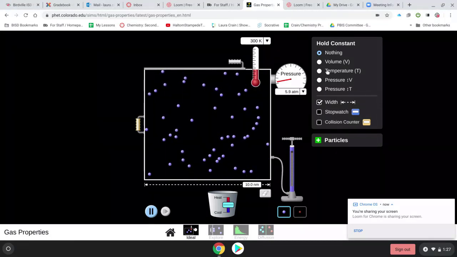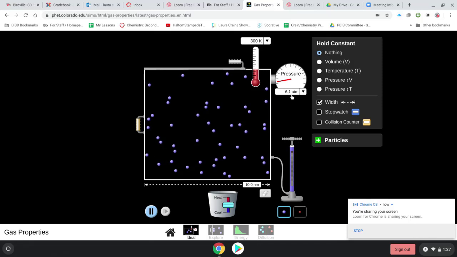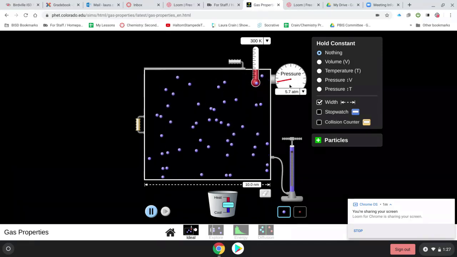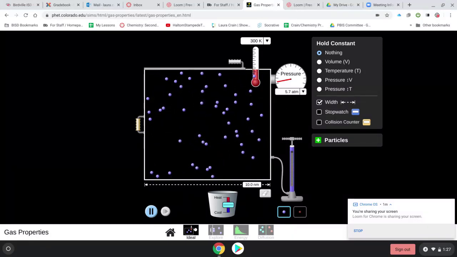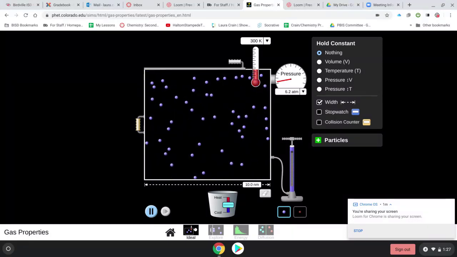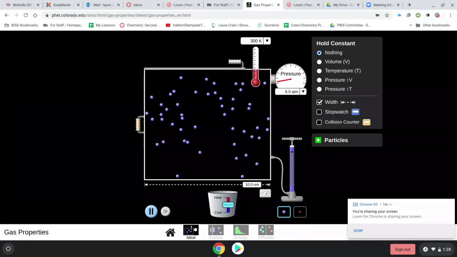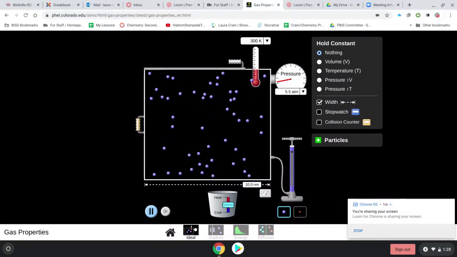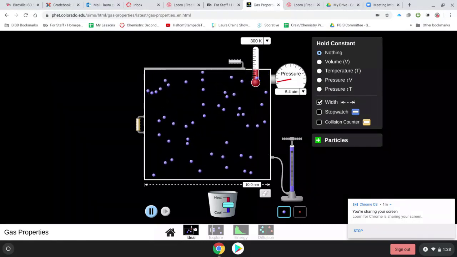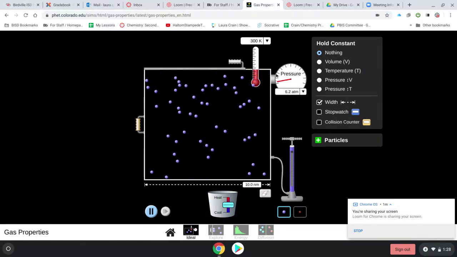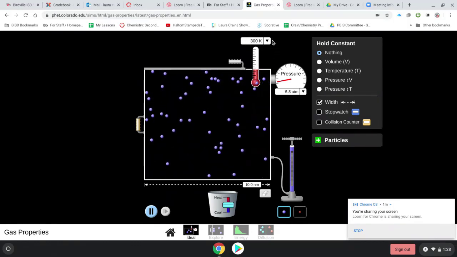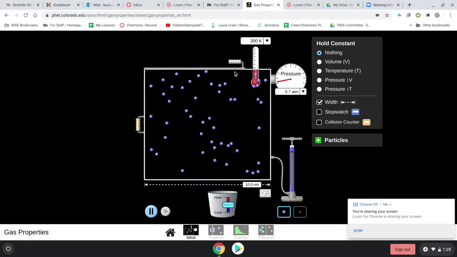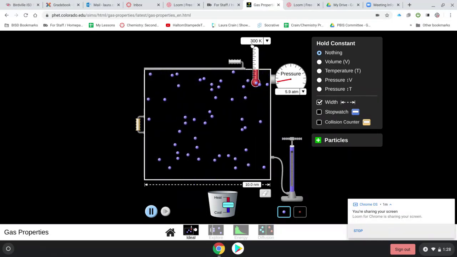If you look up here at the pressure gauge, we're fluctuating between 5.8 and 6.2. Remember, pressure is a measure of the number of collisions against the walls of the container. As the particles collide with the container, the pressure gauge measures those collisions in terms of pressure. And at the very top, we have our temperature reading, and you'll notice our thermometer is already in Kelvin for us.